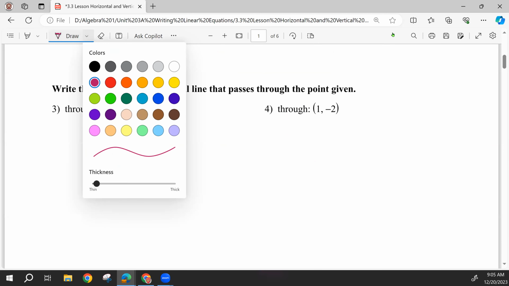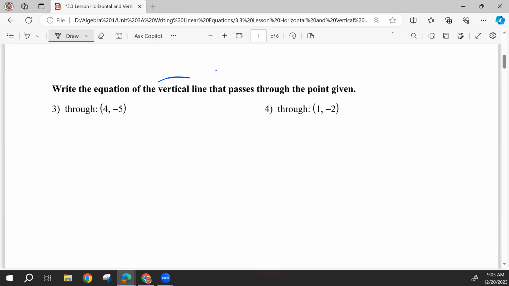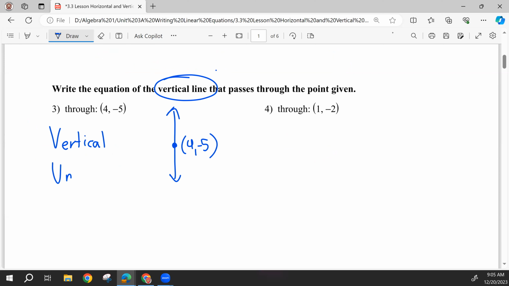If I want the equation of a vertical line that goes straight up and down through a point, we have another way to remember. V for vertical, U for undefined slope. We've talked about that in the past. Vertical lines have undefined slope. So if you're trying to calculate the slope, the bottom of that fraction would be 0. And in Desmos, it would tell you that that fraction is undefined.